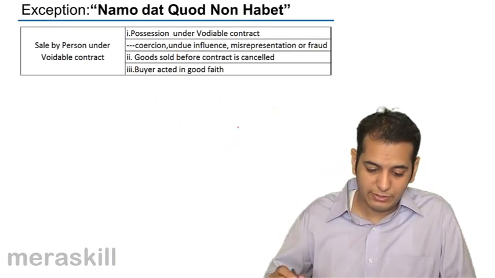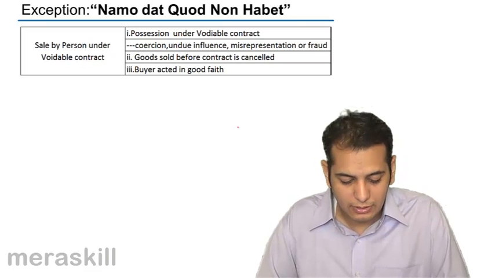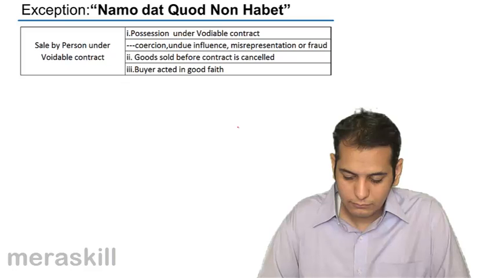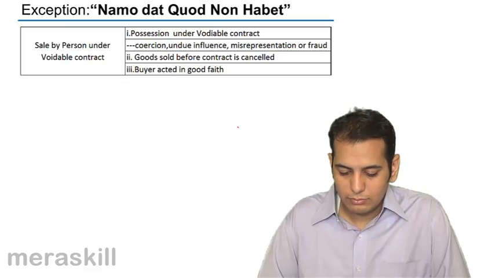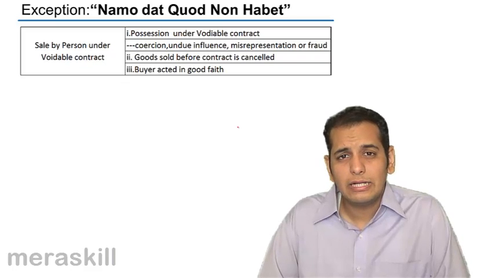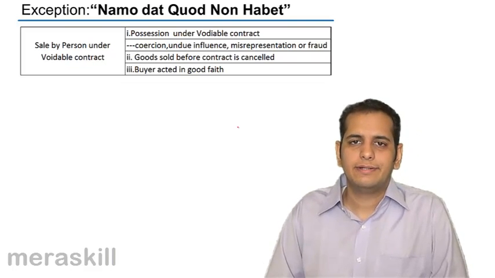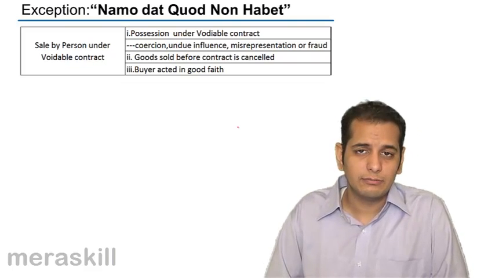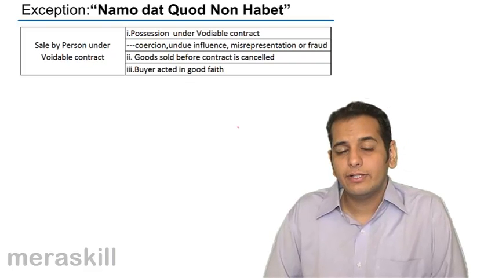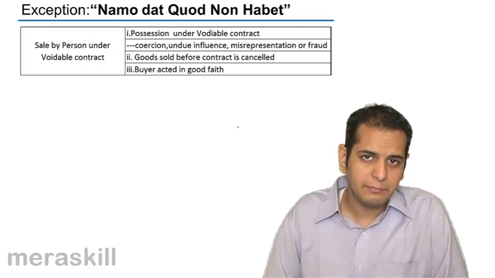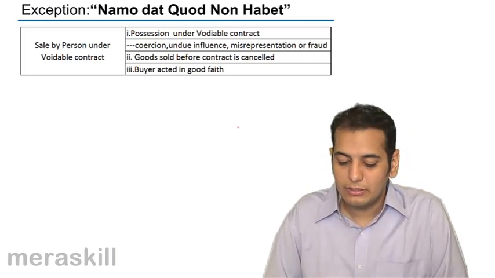So the next is sale by person under voidable contract. You should know that a voidable contract is a contract which has the ability of becoming void. That means it is enforceable at the option of one party but not at the option of the other party.